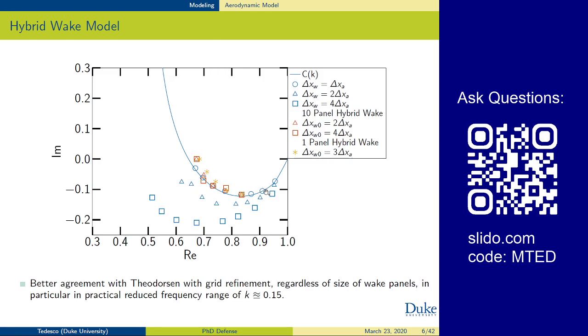But the minute you start using grids that are twice or even 4 times as large, you get very poor results. However, if you start using the hybrid wake model with 10 panels or even just 1 panel, when you start using these grids, they get much better in comparison with their counterparts in blue. Especially when we consider that for us, we're basically going to be in this region here, pretty much not much further than that. This is definitely a lot better agreement when we use this hybrid wake model.